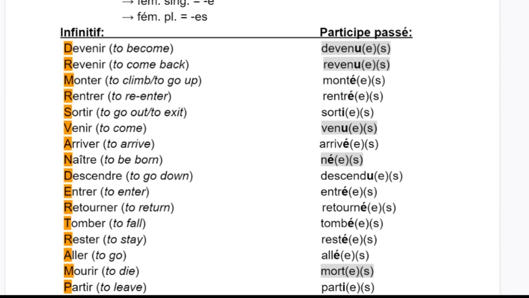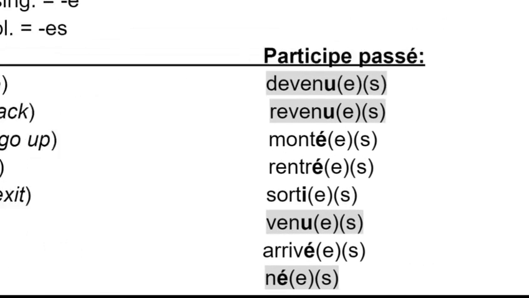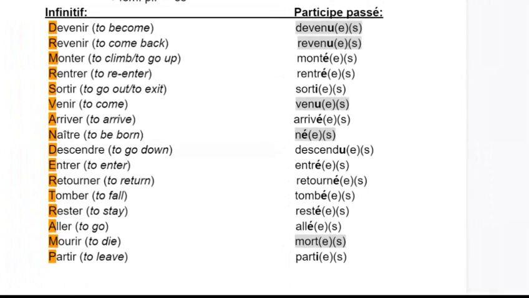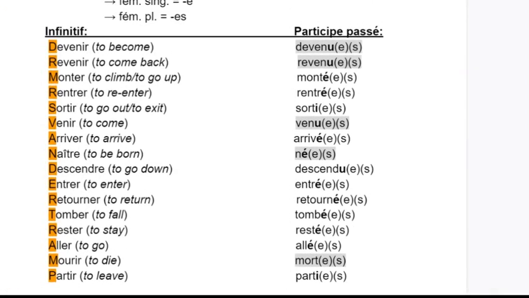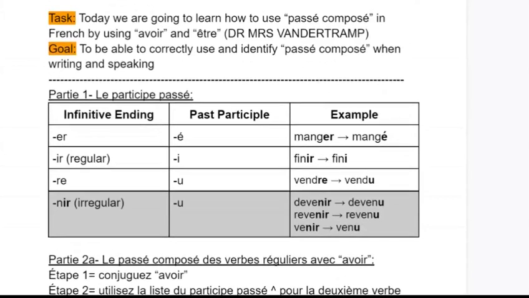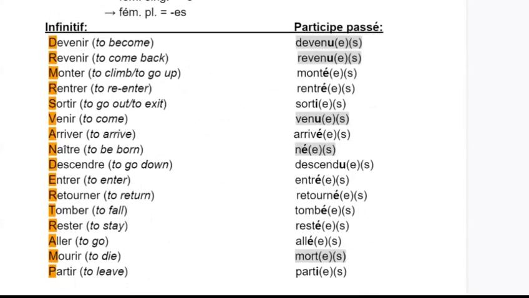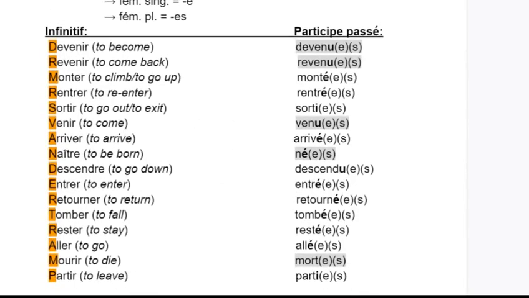And the ones that are highlighted in gray, these are the kind of irregular ones. So even if you look at Dr. and Mrs. Vandertramp, they follow this chart here, where, for example, the ER would have an accent aigu, IR would be an I, RE would be U. It follows that. But some verbs like devenir, revenir, naître, venir, mourir, these are irregular, which don't follow those rules, so you have to sort of memorize them.